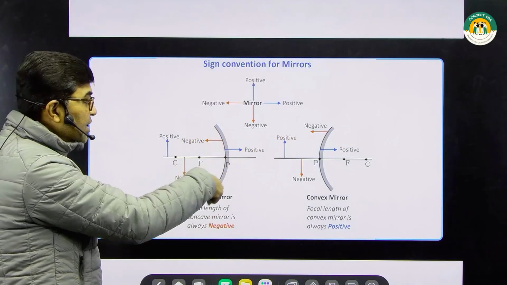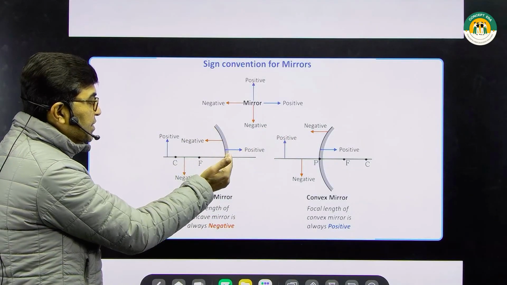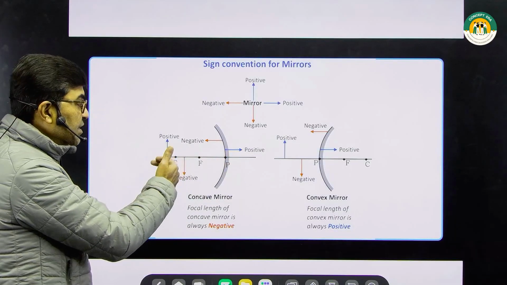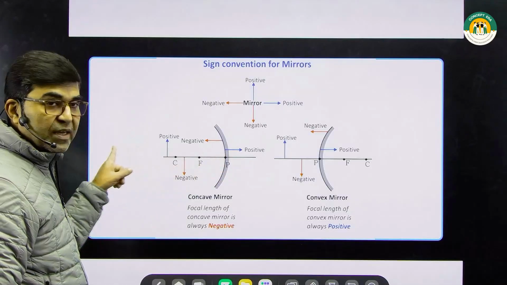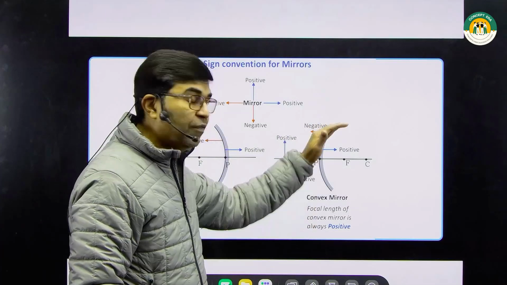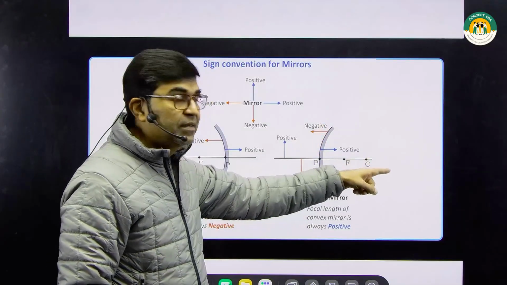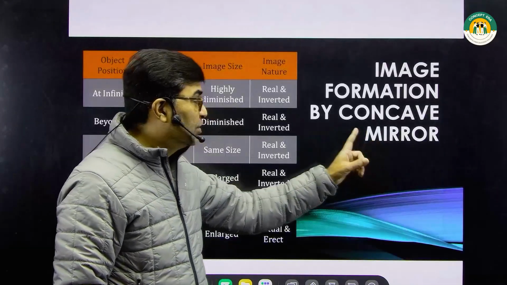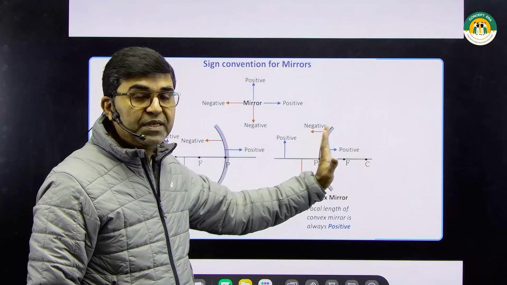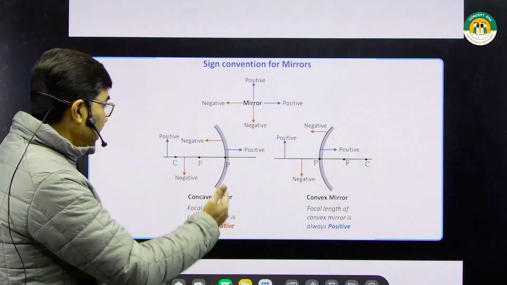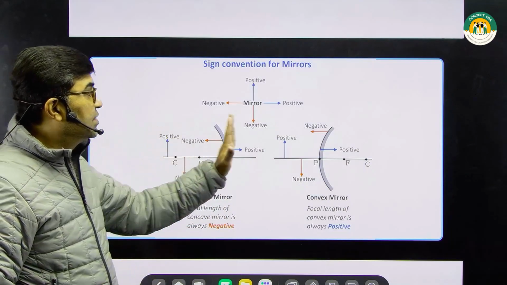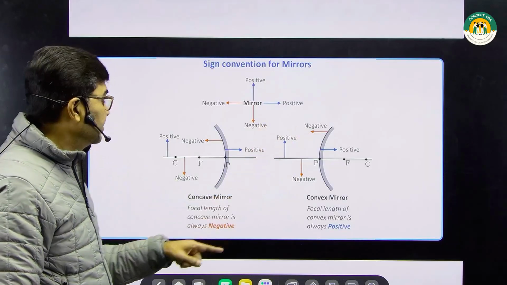This is a concave mirror. In this, the focal length, the radius of curvature and the object distance are all measured towards the left side, so all will be taken as negative. In the case of a convex mirror, the focus and center are on the right side, so the focal length and the radius of curvature both will be taken as positive. But the object is always placed on the left side, therefore the object distance is always taken as negative.